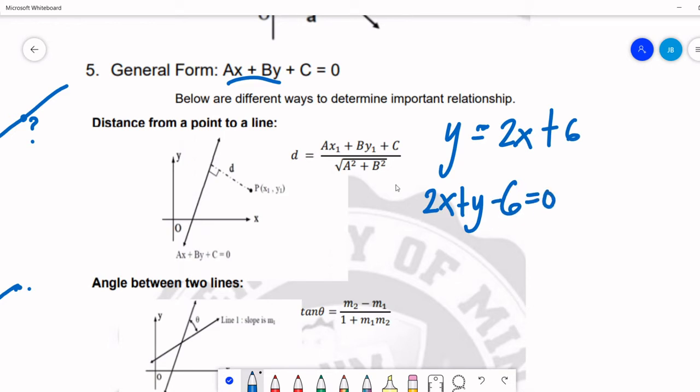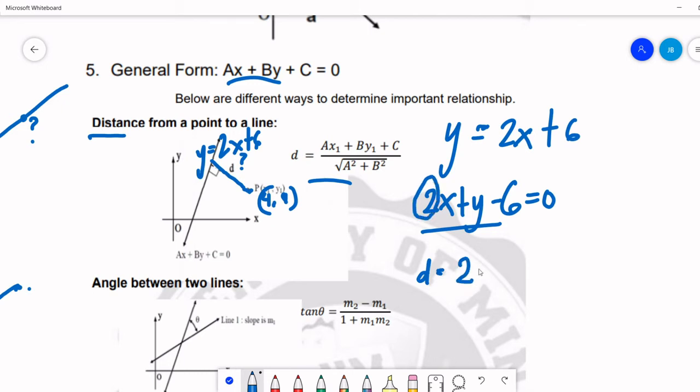So, kani siya, pag inani gani, no, you still need to transform an equation into general form before you can find the distance from a point to a line. So let's say, for example, this is your equation, 2x plus y minus 6, and this one is the point (4, 8). Okay? You're asked to find the distance from this line to this point. No? So, unsa ni siya?